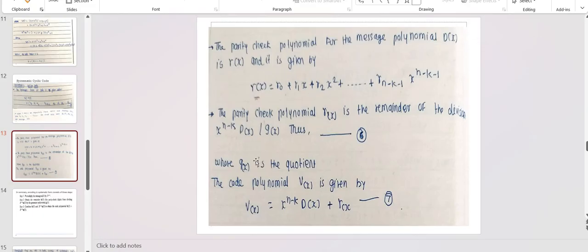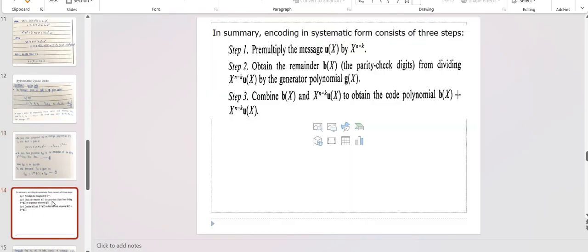So r of x is the remainder bit and q of x is nothing but the quotient. So you have to perform the division. Finally you can evaluate the code polynomial v of x, which is equal to x raised to n minus k into d of x plus r of x. Okay, so let us consider one example.